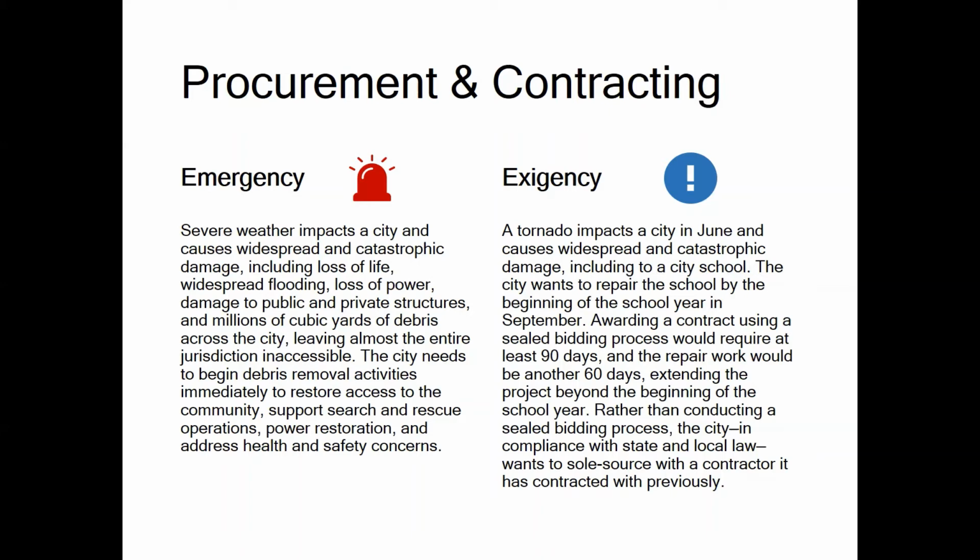In our second scenario, a tornado impacts a city in June and causes widespread and catastrophic damage, including damaging a school. The city wants to repair the school by the beginning of the school year in September. Awarding a contract using a sealed bidding process would require at least 90 days. And the repair work would be another 60 days at least, extending the project beyond the beginning of the school year. Rather than conducting a sealed bidding process, the city, in compliance with state and local law, wants to sole source with a contractor it has worked with previously.